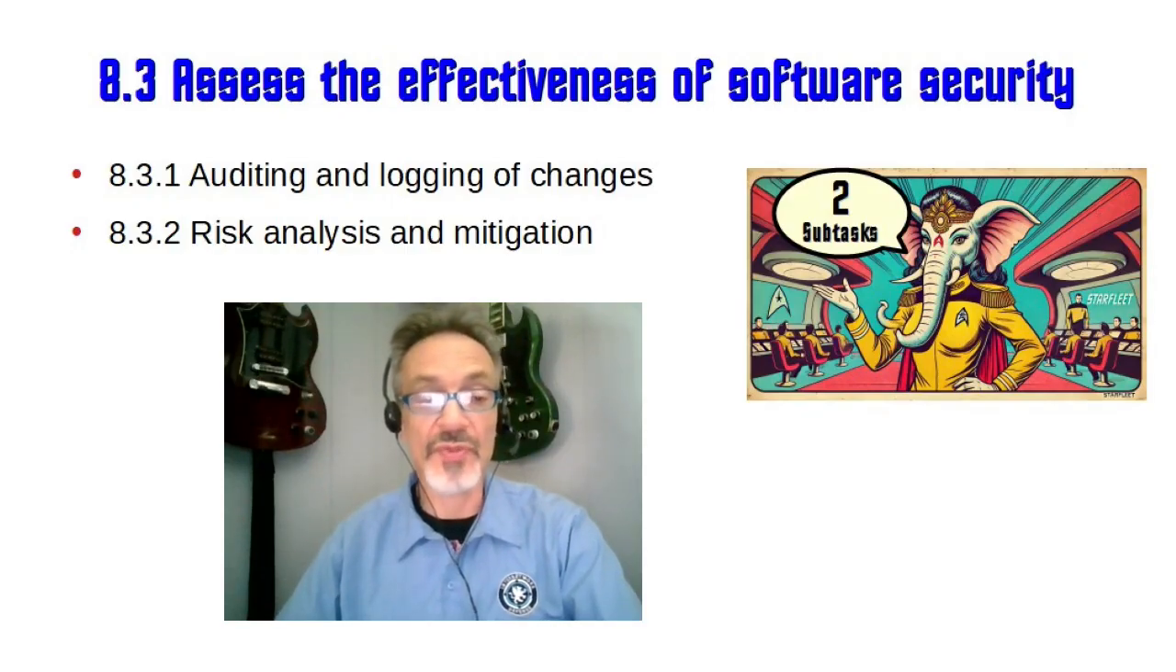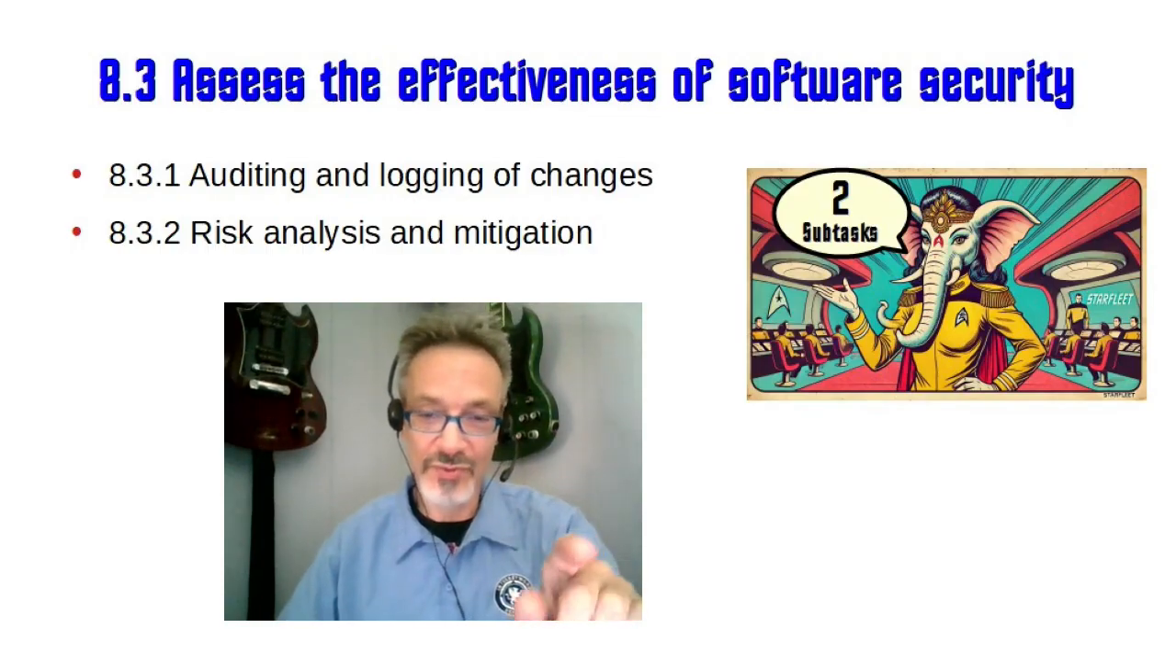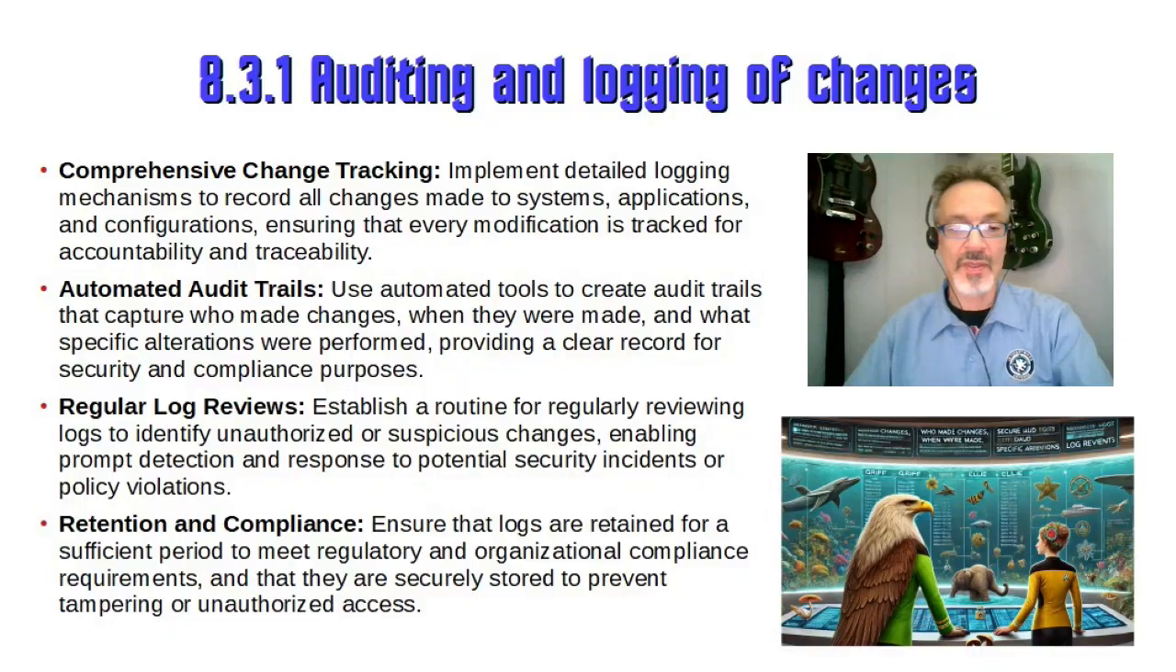We also have 8.3.2, Risk Analysis and Mitigation. In this subtask, we look at how to identify and mitigate risks throughout the software development lifecycle. This includes using risk assessment techniques like threat modeling, implementing risk mitigation strategies during design, and managing risks continuously throughout the software's life. Both subtasks are critical to understanding how to assess the effectiveness of your software security strategies. And as always, if we don't go deep enough, use the prompt at the end.